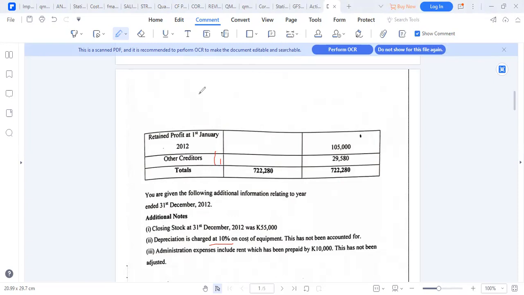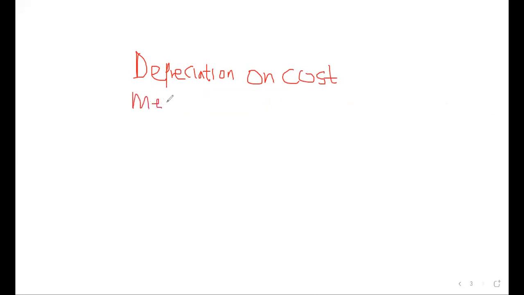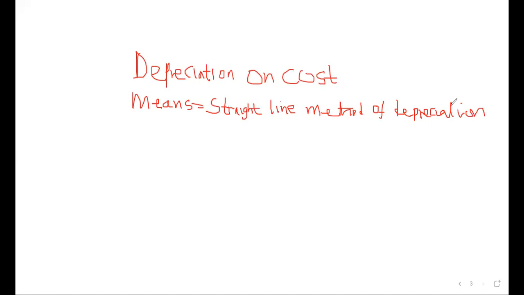Okay? So when we talk about depreciation on the cost, this one means the straight line method of depreciation. Okay, so this is what goes on.